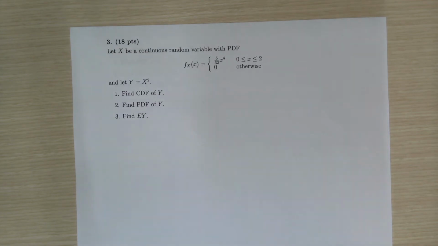Problem 3 is we let x be a continuous, again, random variable with a given PDF, which when x is between 0 and 2 is 5 over 32 x to the power 4. And also, we have a function. That function is defined as y equals x squared. So it asks us for 3 pieces.